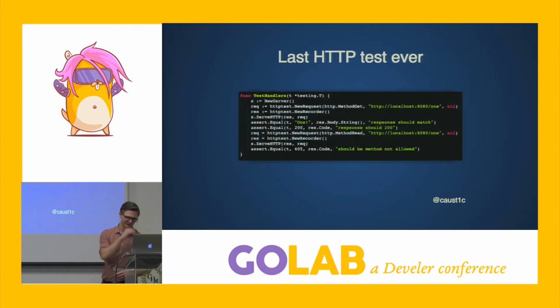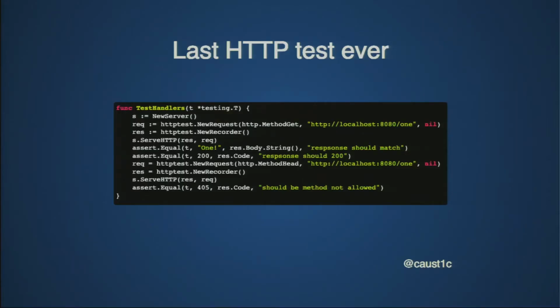So let me introduce the HTTP test package. This is a standard library package that everybody should be using for their HTTP tests. And what it provides us is two primary methods that really aid in testing our servers. The first method is the HTTP test new request method, which simply allows us to create a new request which is suitable for testing. And then the real beauty of this package is the new recorder method.